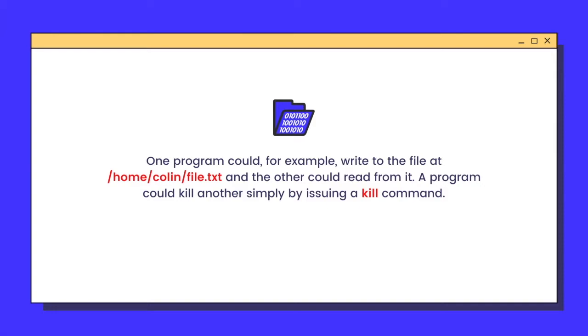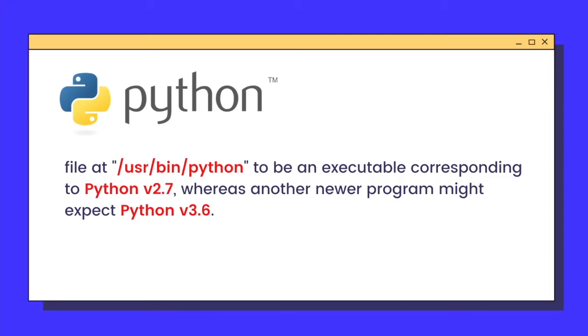So, for example, programmers often use different versions of Python. Python is a popular programming language, and there's 2 popular versions used. One is Python 2, and one is Python 3. But they're both called Python. So if the file at user bin Python is a Python 2 executable, and you try to run a Python 3 program with it, then that program would error because you'd be using the wrong version of Python to run it.